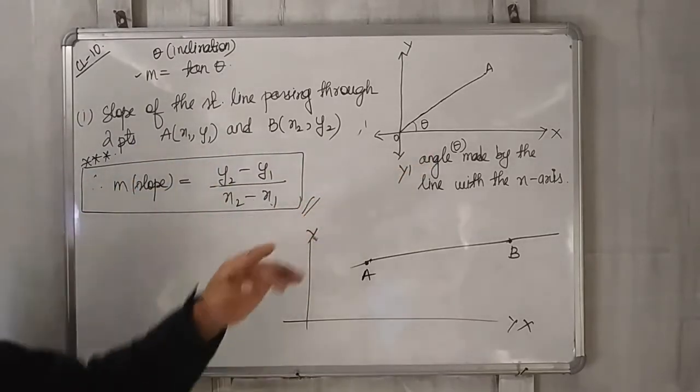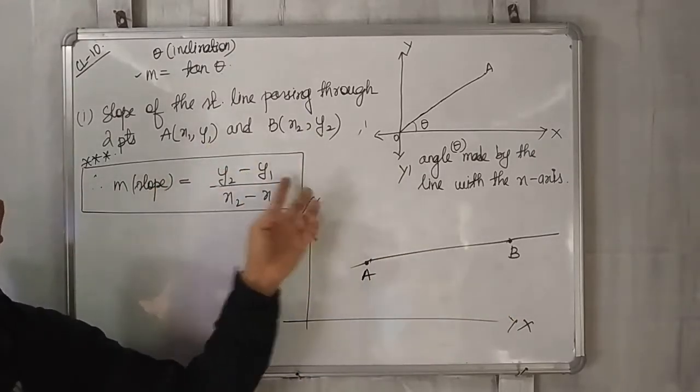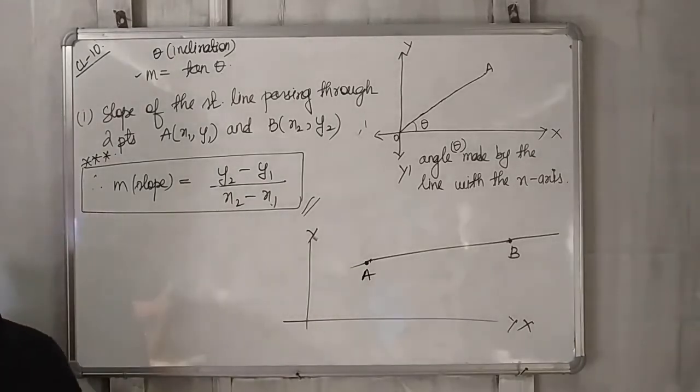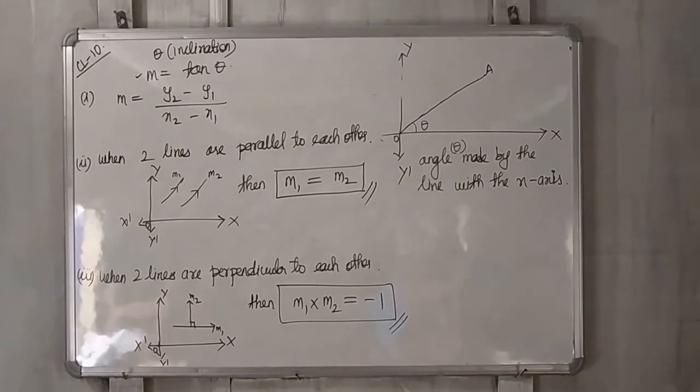This and this point, the formula is y2 minus y1 divided by x2 minus x1. Now the other two cases will be when two straight lines are parallel to each other and when two straight lines are perpendicular to each other. Pause the video, note it down.